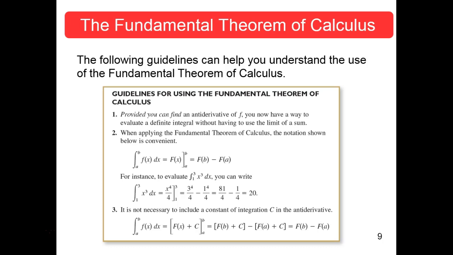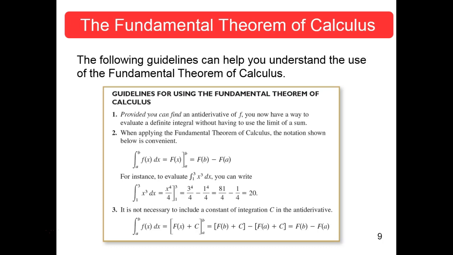What is 3 to the 4th power? How about 3 squared? 9. Now what's 9 squared? 81. So that would be 81 over 4 minus, and what's 1 to the 4th power? That would be 1/4. 81 fourths minus 1/4 would be 80 fourths, which would be 80 over 4, which would be 20.